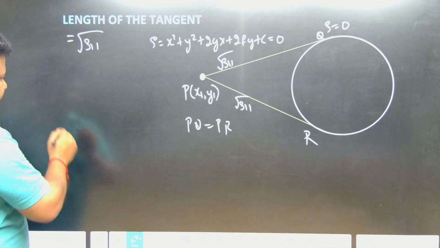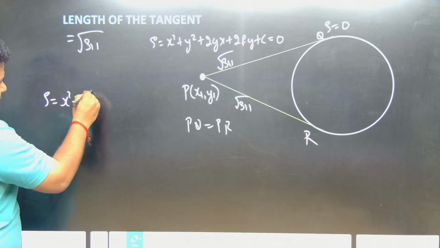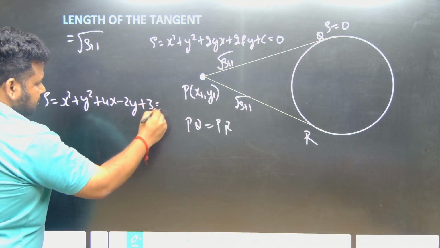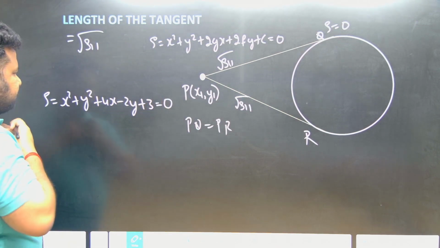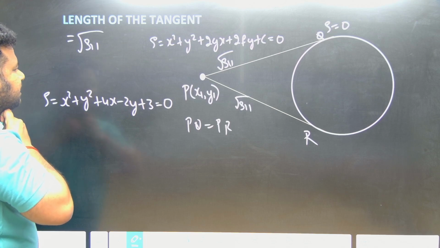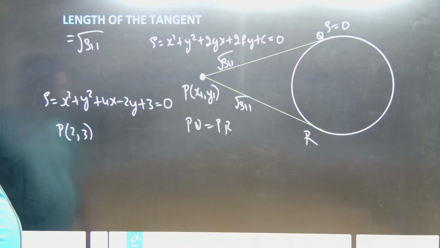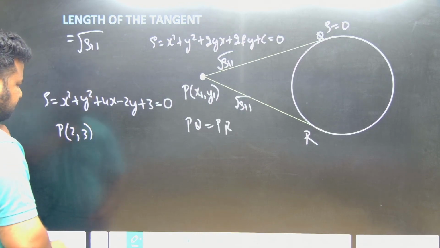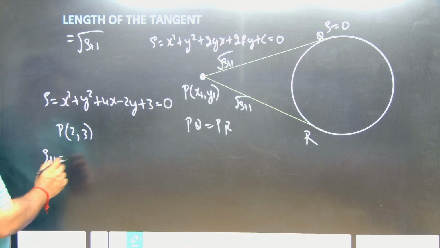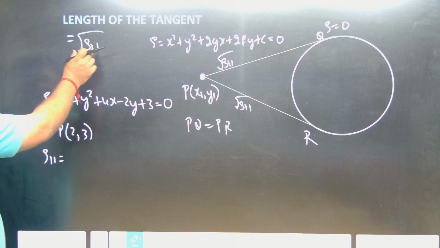So let us take an example for this. Suppose the given circle has the equation x square plus y square plus 4x minus 2y plus 3 is equal to 0. Now, if I want to find the length of the tangent from the point P (2, 3), I should find S11 first, then I will put the square root. So it is not just S11, it is square root of S11.